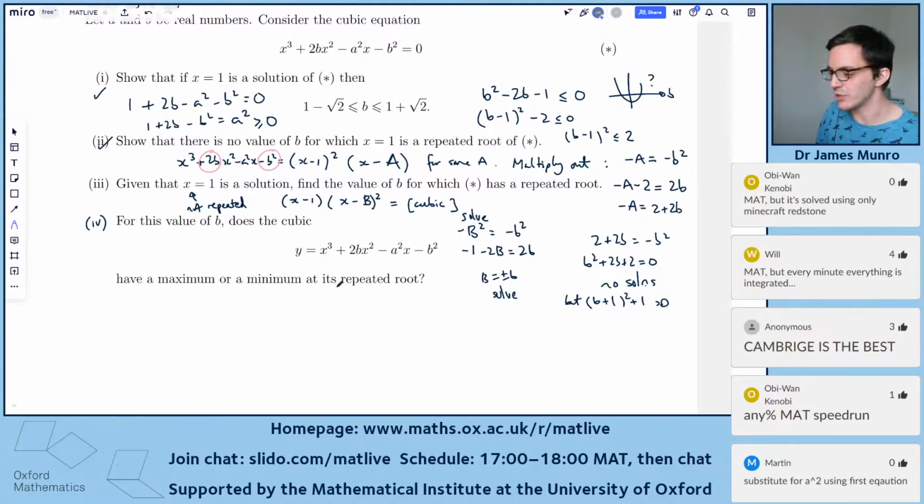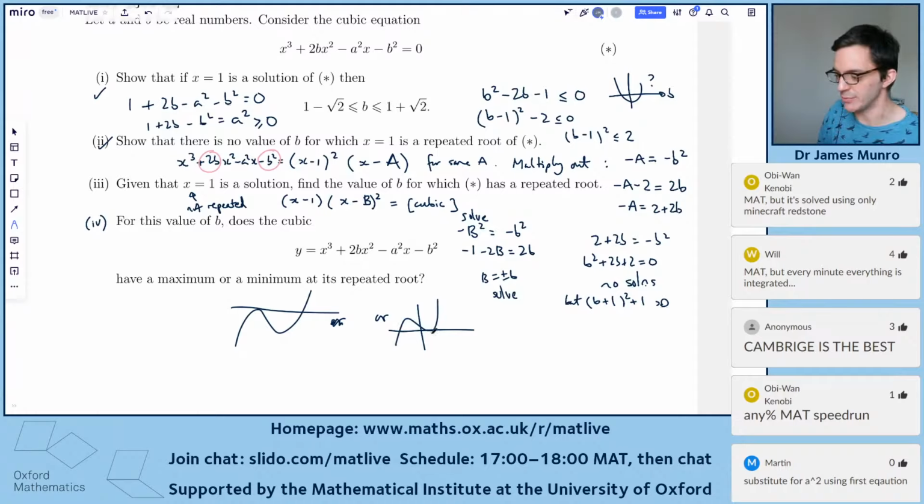And I think this is talking about whether this cubic looks like this, or does it look like this, and we want to know, is the repeated root a point where you're like this, or do you have a minimum at your repeated root, which would be like this? And a good way to tell is to think about the other root.